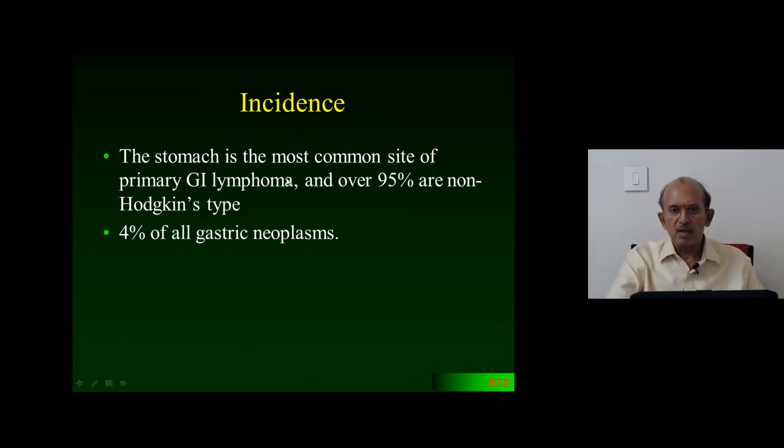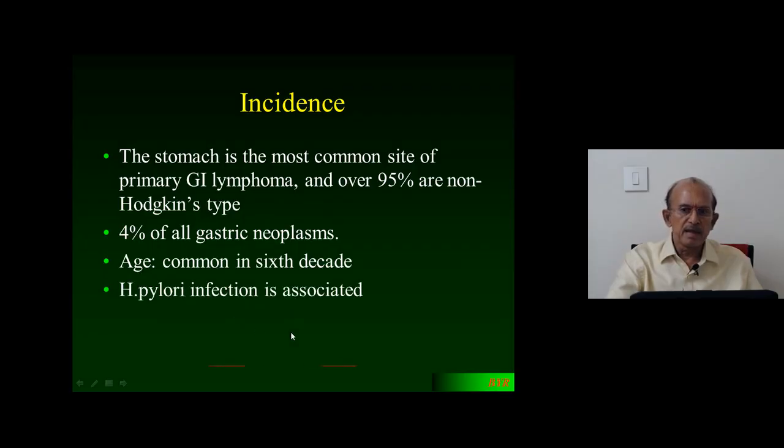The stomach is the most common site of primary GI lymphoma, and over 95% are non-Hodgkin type. It accounts for 4% of all gastric neoplasms. It is common in the 6th decade. H. pylori infection is associated.